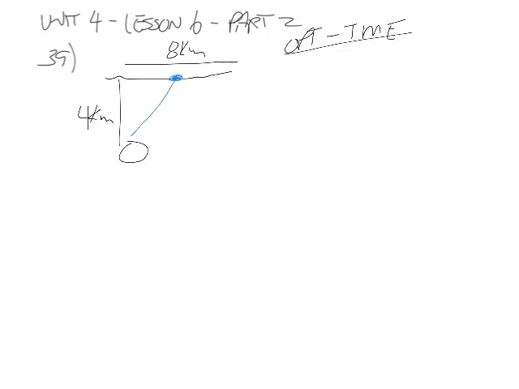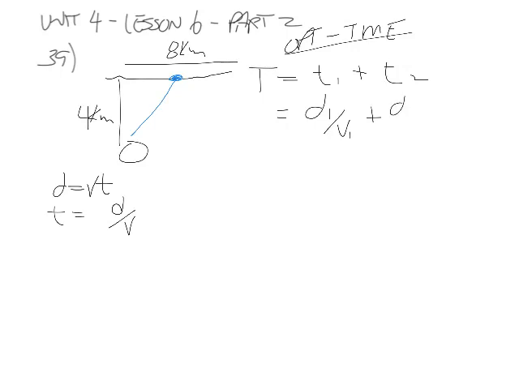Now, off to the side here, we know that distance equals velocity times time from physics. So time is distance divided by velocity. So if we're going to optimize time, our time is going to equal T1 plus T2. T1 is the time it took to row. T2 is the walking time. So that means it's going to be distance 1 divided by velocity 1 plus distance 2 divided by velocity 2.